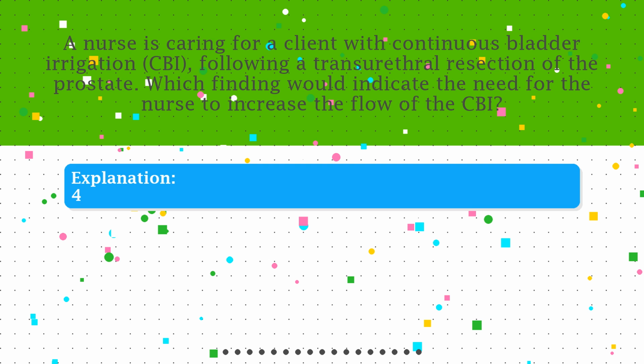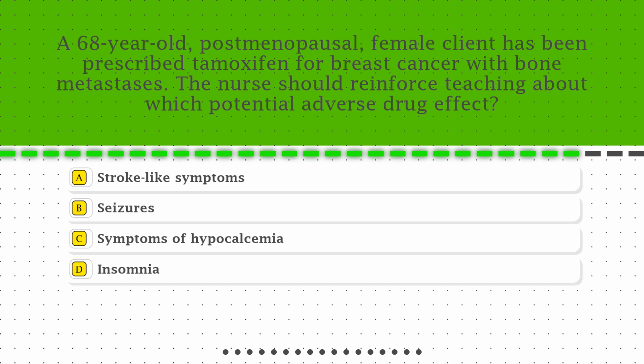Question 6. A 68-year-old, postmenopausal, female client has been prescribed tamoxifen for breast cancer with bone metastases. The nurse should reinforce teaching about which potential adverse drug effect? Option A. Stroke-like symptoms. Option B. Seizures. Option C. Symptoms of hypocalcemia. Option D. Insomnia.